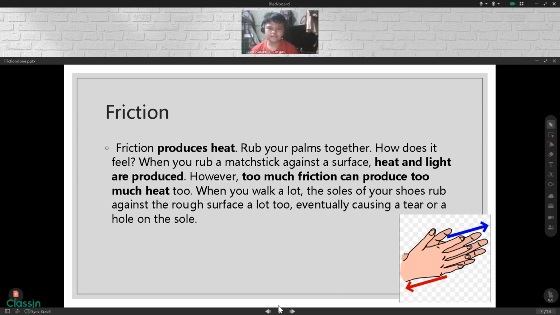Friction produces heat. Rub your palms together. How does it feel? When you rub a matchstick against a surface, heat and light are produced. However, too much friction can produce too much heat too. When you walk a lot, the soles of your shoes rub against the rough surface a lot too, eventually causing a tear or a hole on the sole.